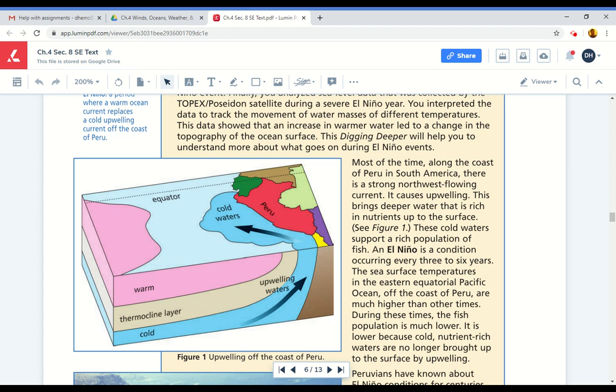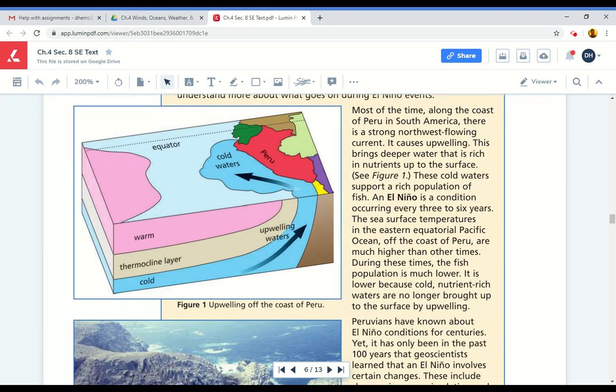You interpreted the data to track the movement of water masses of different temperatures. This data showed that an increase in warmer water led to a change in the topography of the ocean surface. This digging deeper will help you to understand more about what goes on during El Niño events.